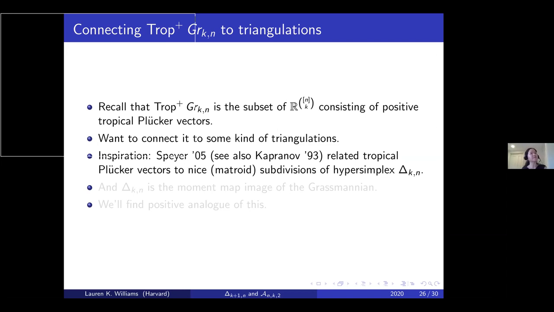So the inspiration for this was an old paper of Speyer, which in turn built on work of Kapranov. This old work related tropical Plücker vectors to nice matroid subdivisions of the hypersimplex. And so we just needed a positive analog of that.